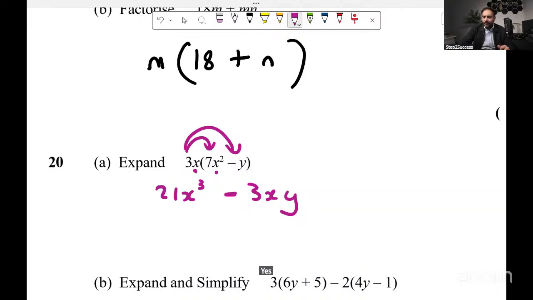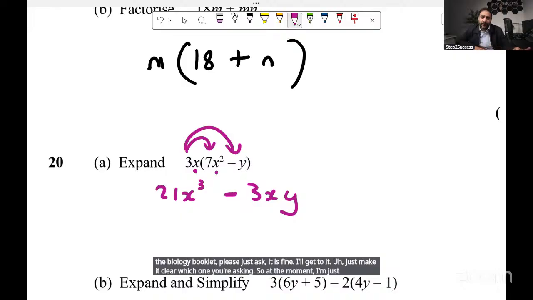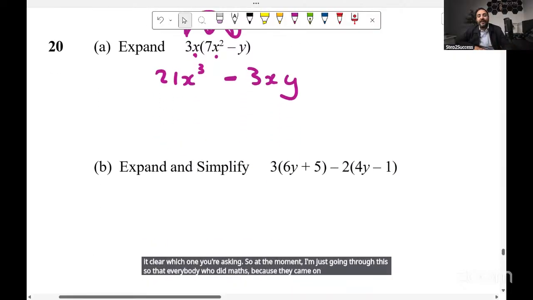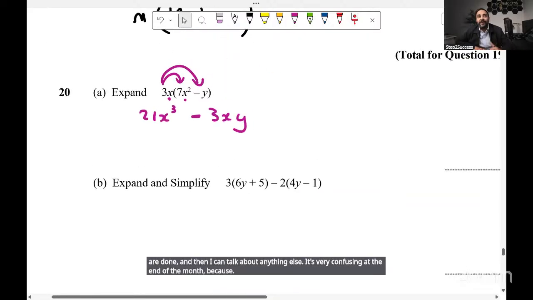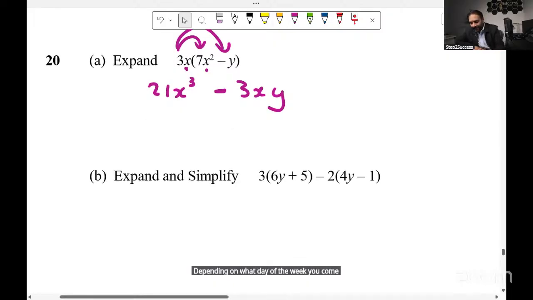Yes, I know. So it's the days that you come. So any questions that you have from the biology booklet, please just ask. It is fine. I'll get to it. Just make it clear which one you're asking. So at the moment, I'm just going through this so that everybody who did maths, because they came on a Saturday and a Sunday, are done. And then I can talk about anything else. It's very confusing at the end of the month because depending on what day of the week you come, you do a different thing. So it's very complicated.